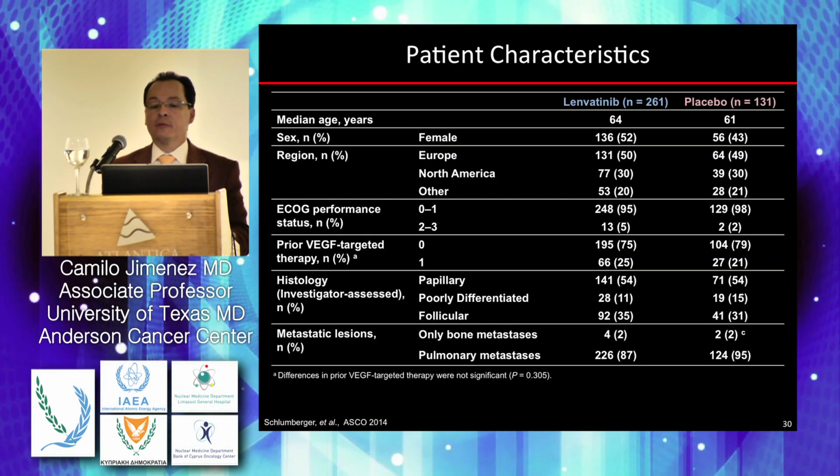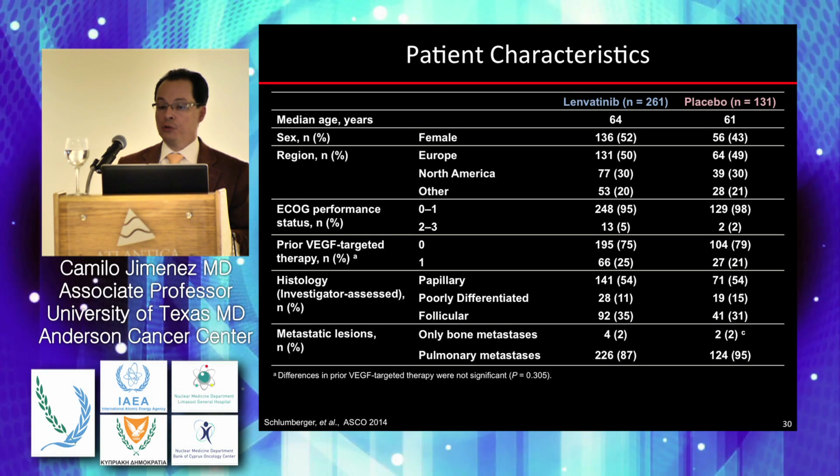When you look at the performance status of these patients, many of these patients had very good performance status, ECOG of 0 to 1. Some patients were allowed performance status of 2 to 3. There were no statistically significant differences in that regard between Lenvatinib and placebo. As I mentioned to you, many patients were treated before with sorafenib or other anti-angiogenic therapies. There was no difference between Lenvatinib and placebo.